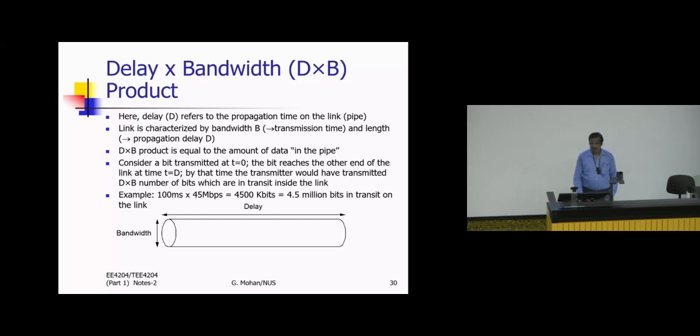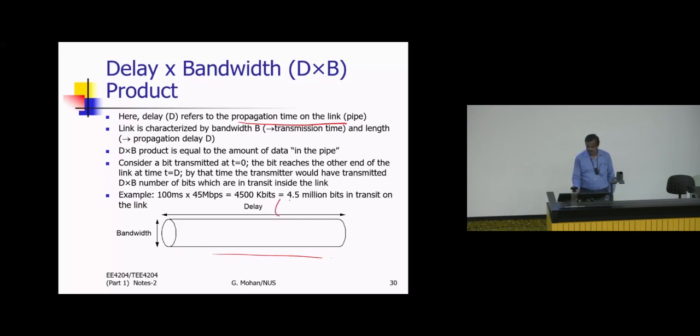Here, by delay, we mean the propagation delay. That's the convention. It's not transfer time, it's not transmission time. It's the propagation time D. Take any link. Associated with the link, there are two key parameters.